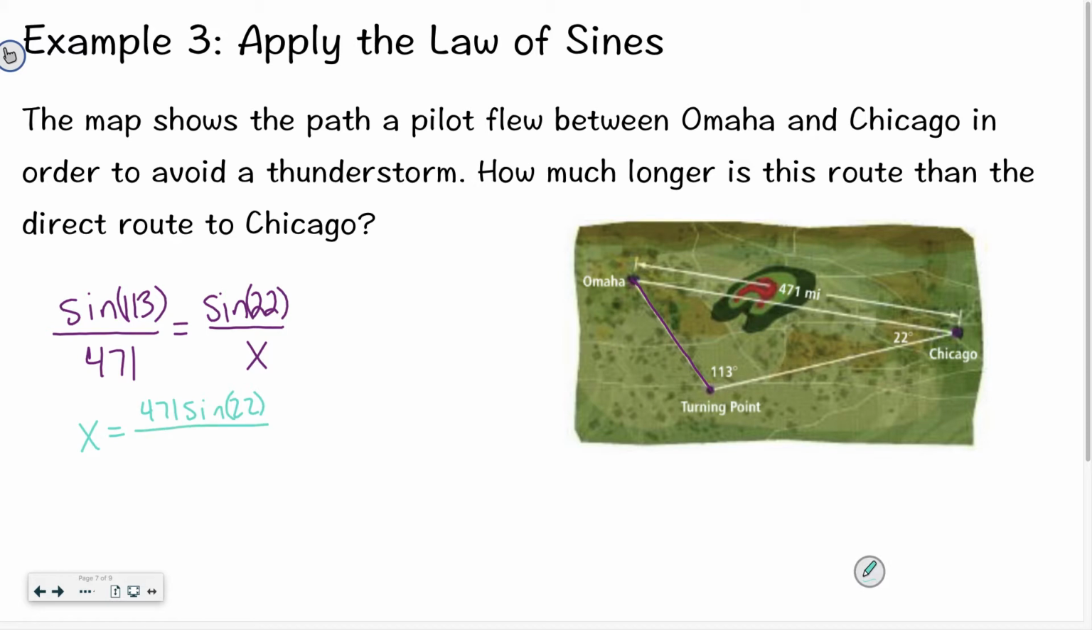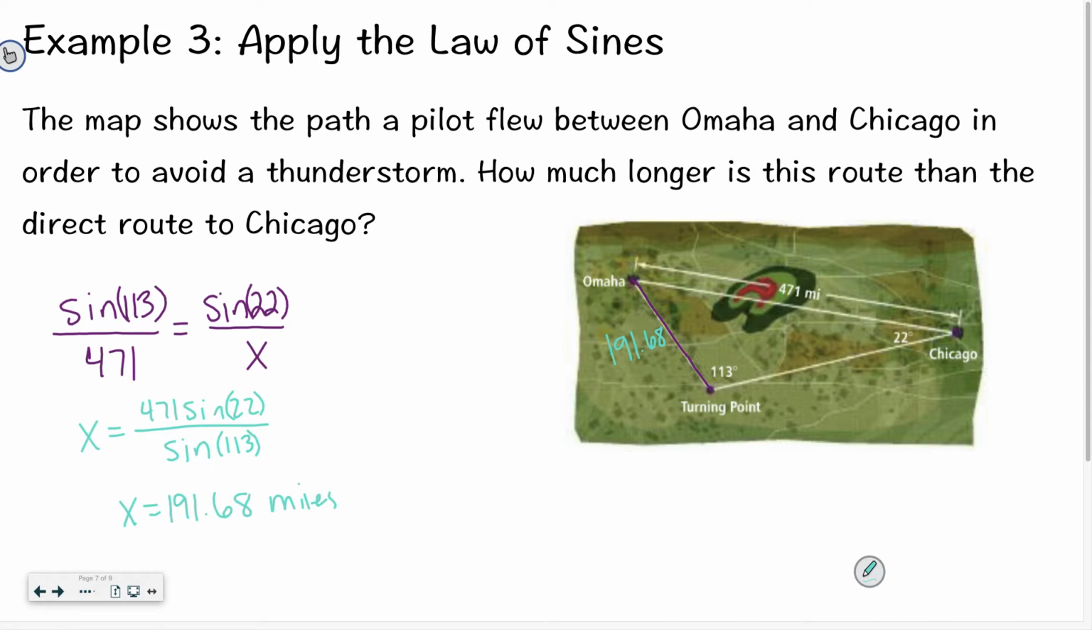And you can literally plug this into the calculator as I'm typing it. So 471 sine 22, close your parenthesis, hit your division key, and then hit sine, and then type in 113, close your parenthesis, hit enter, and you should get x equals 191.68 miles. So we know that this is 191.68.